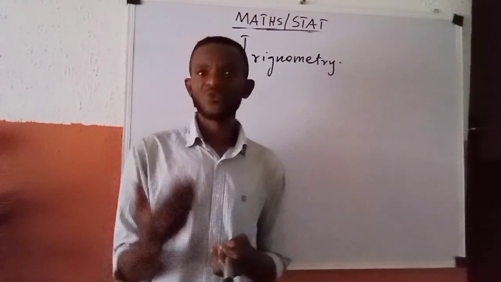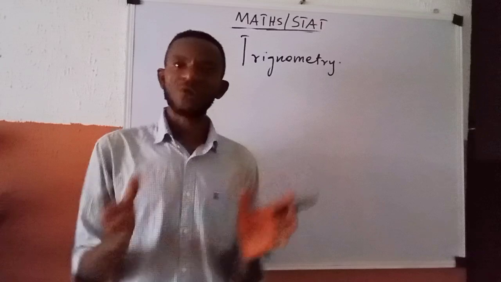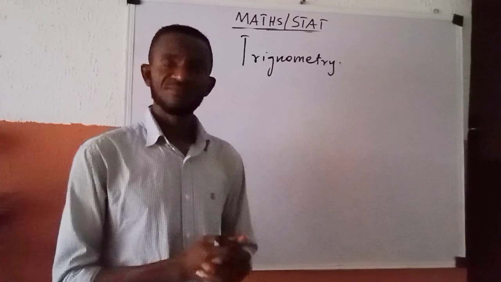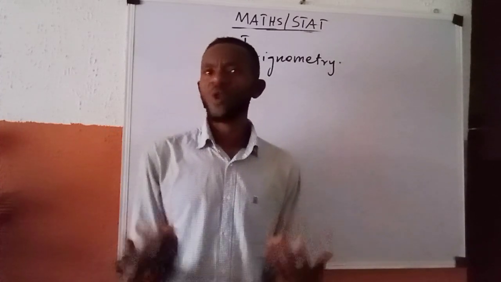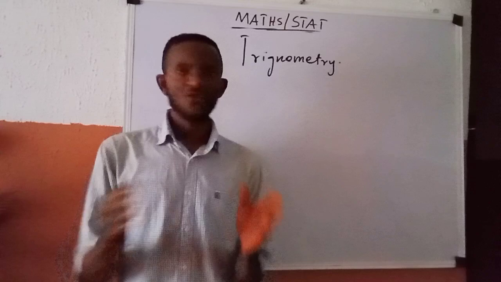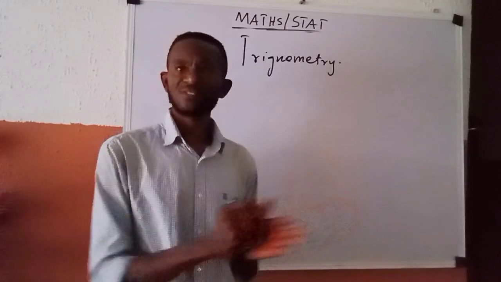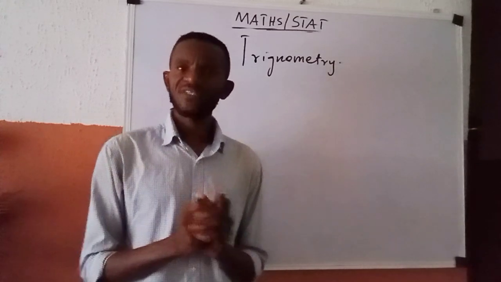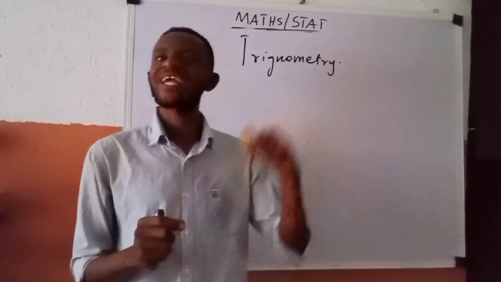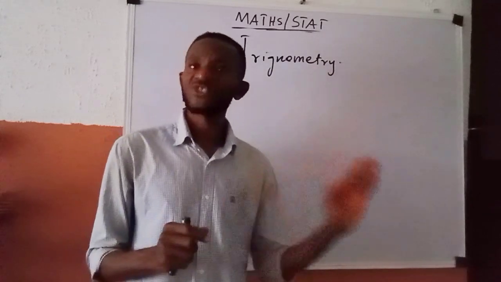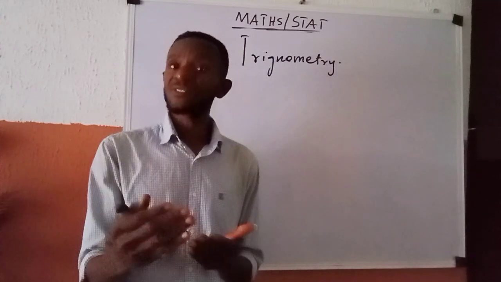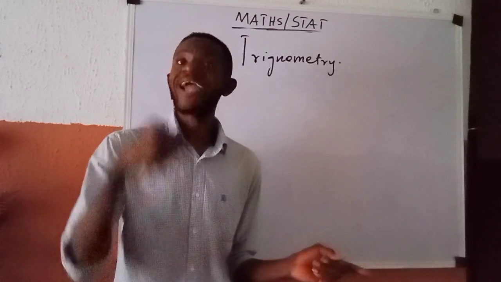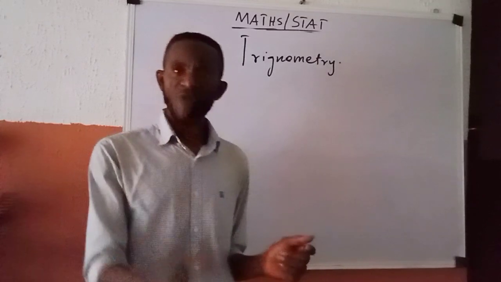Today we intend to discuss with you elaborately the concept in mathematics called trigonometry here on the board. So the question is, what is trigonometry? Trigonometry is an aspect of mathematics that looks at the relationship between the length of the sides and the angles of a right angled triangle. It studies the relationship that exists between the length of the sides and the angles of a right angled triangle.